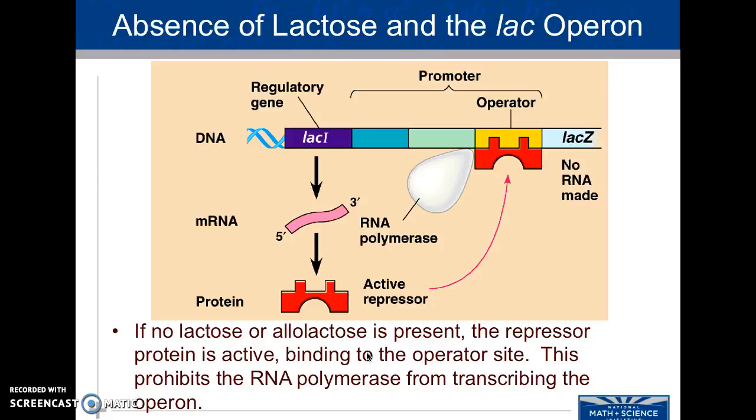If no lactose or allolactose is present, the repressor protein is active and it binds to the operator site. This prohibits the RNA polymerase from transcribing.